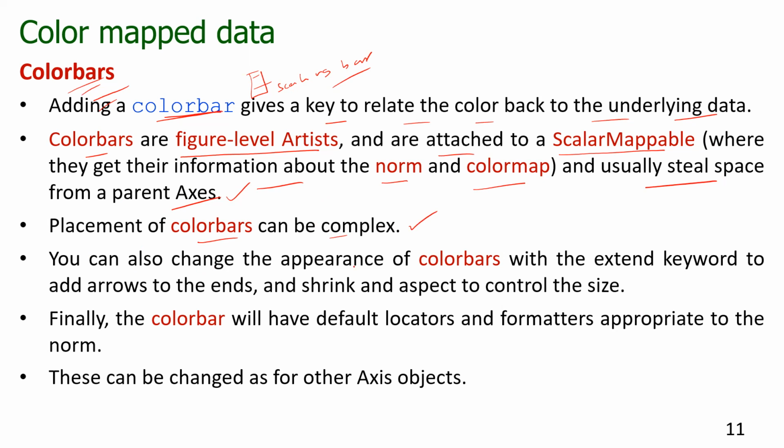We can also change the appearance of color bars with the extend keyword to add arrows to the ends, and shrink and aspect to control the size. Finally, the color bar will have default locators and formatters appropriate to the norm. These can be changed as per other axis objects. Let us see the program live demonstration.